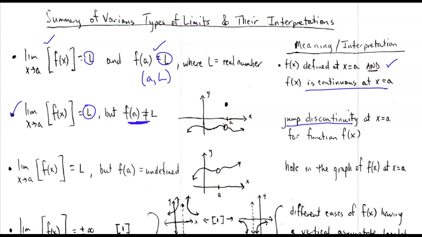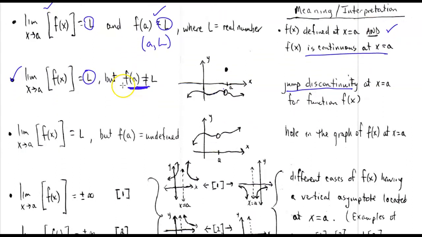All right, so moving on to the next limit, we see that if we have the case where the limit of the function f as x approaches a from both the left and the right exists, but the function is undefined at x equals a altogether, then what we have is a hole in our graph, okay?